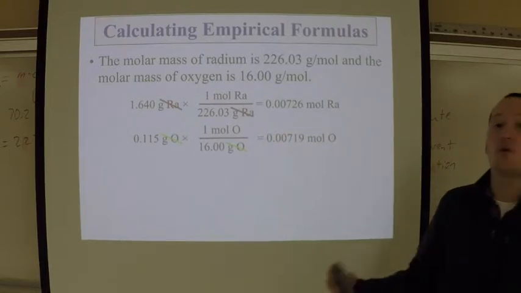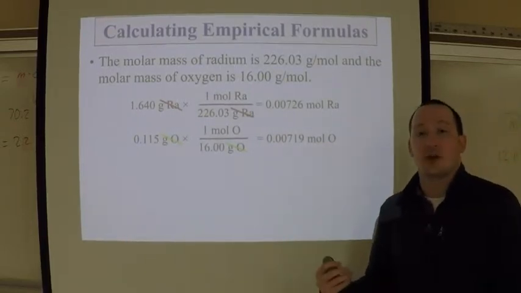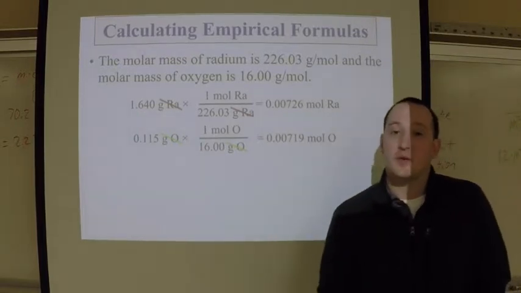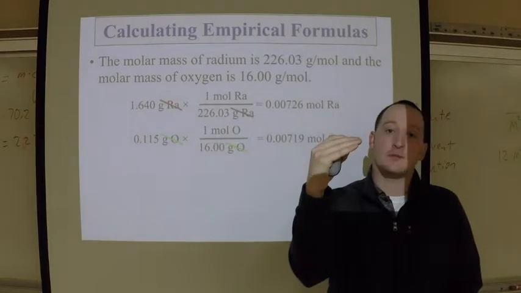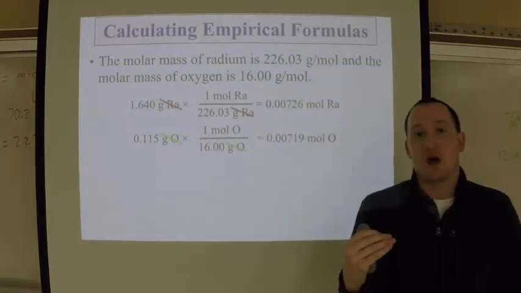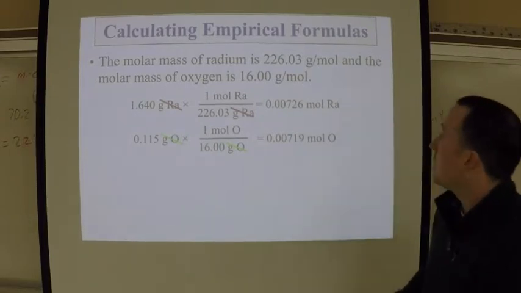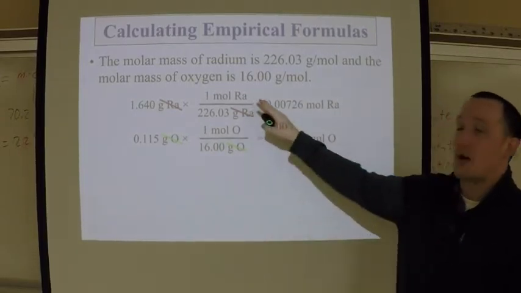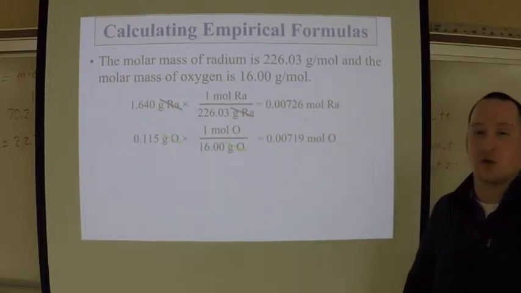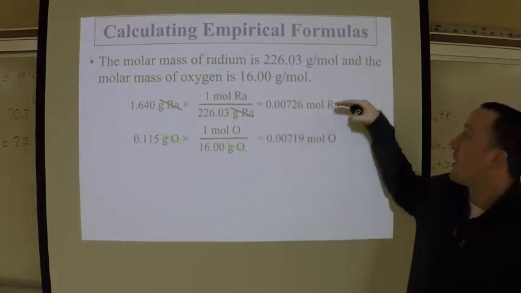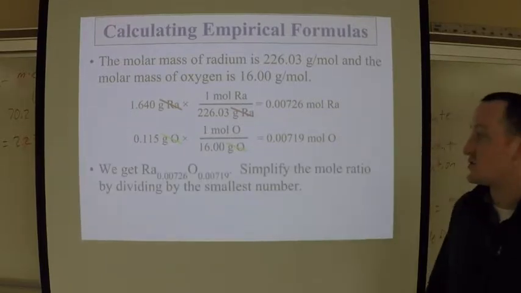We know the molar mass of radium and of oxygen, so we're going to change those amounts to moles. The first step is we need to find how many grams of each thing we have. We found our grams of radium, and we found our grams of oxygen. The next thing we do is change that to moles. When I change that information to moles, I get numbers that are really close to each other. In other words, the amount of moles of radium is just about exactly the same as the moles of oxygen.